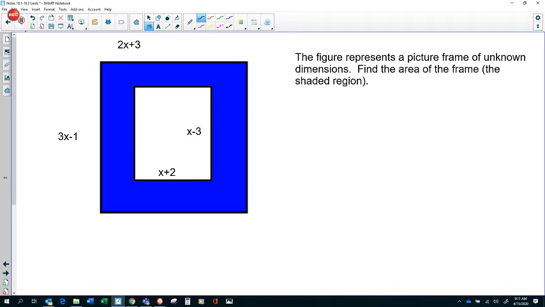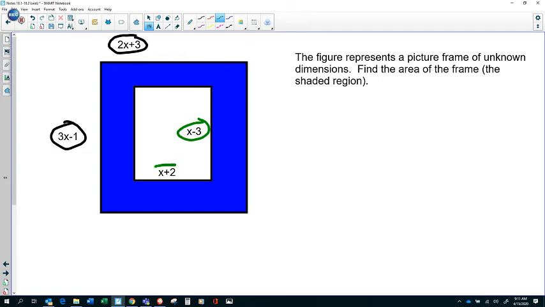We don't know the dimensions yet. We're just going to find the area of the frame. Now, we don't know what x is going to be equal to, so we're going to be thinking in polynomials. What I'm going to have to do is take the large area, which is this times this, and I'm going to have to subtract the small area to find the shaded area in blue.